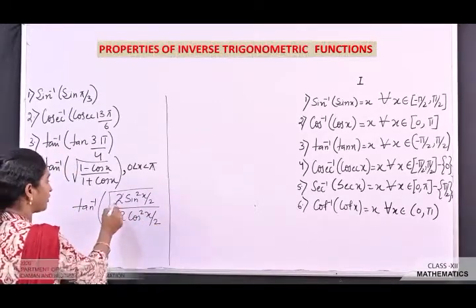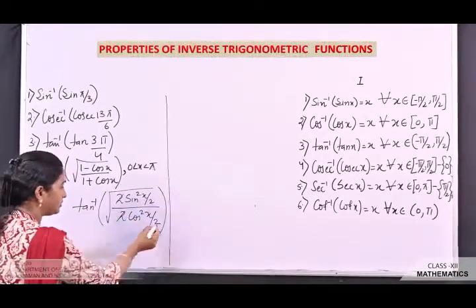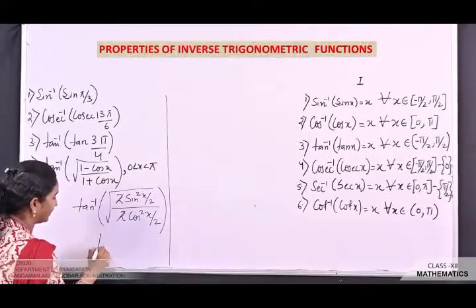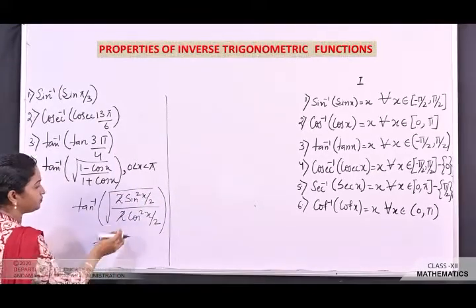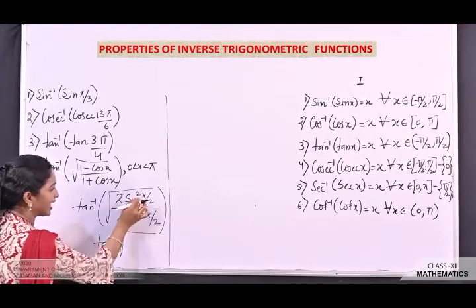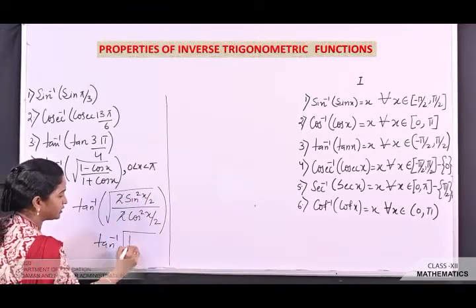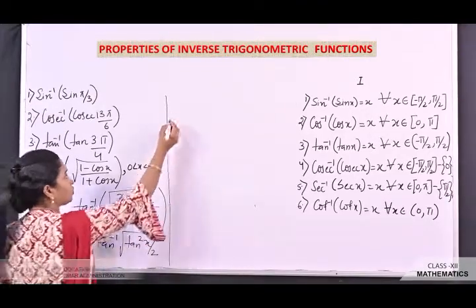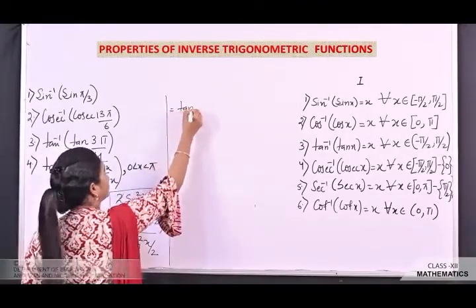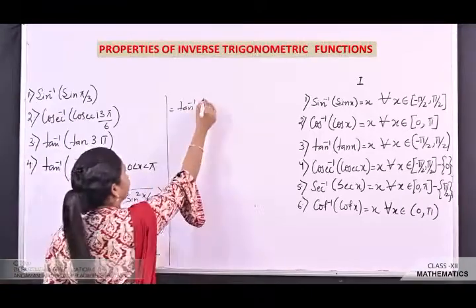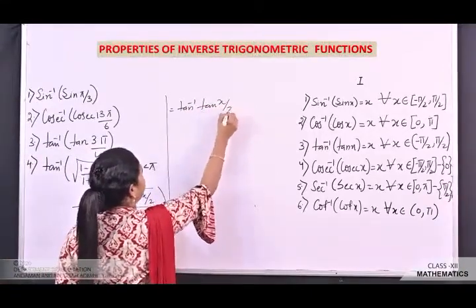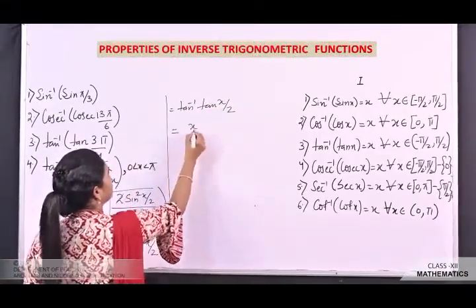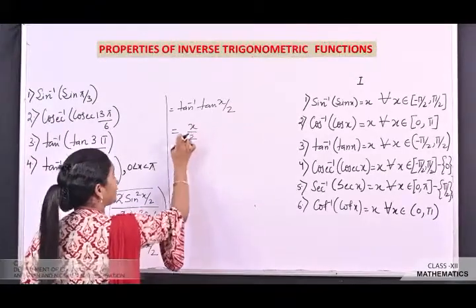Clear? So here the 2 cancels out. What value are you going to get? You are going to get tan inverse root over sin square x by 2 by cos square x by 2, which is nothing but tan square x by 2. ठीक है? So when you take it out of the root, it becomes tan x by 2, and this is equal to x by 2 only when, ये x by 2 आप कब लिख सकते हैं?